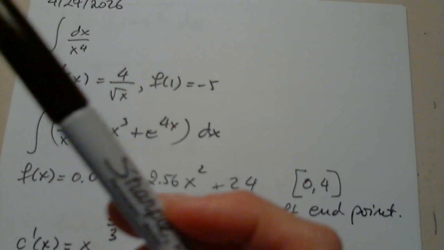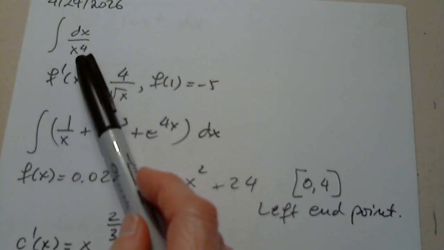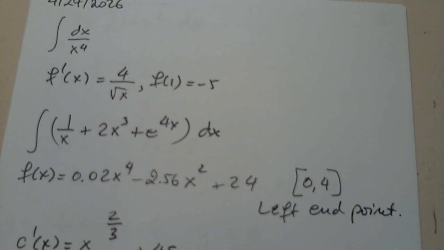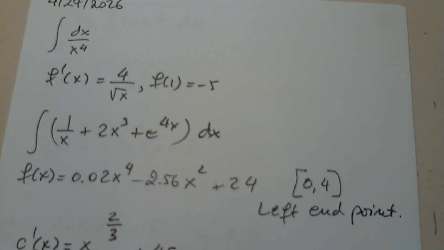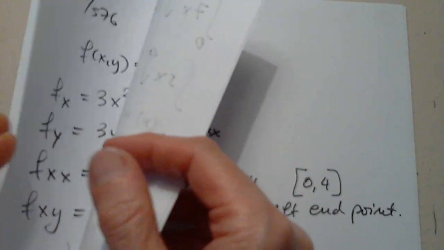Okay, so the first one is the integral of dx over x to the fourth. If you say yes, we need it, then we'll do it. If you say this is too easy, move on. So let's save some time. I'd like to review it. I'll say it again. Is it a yes? Yes. Okay, perfect.